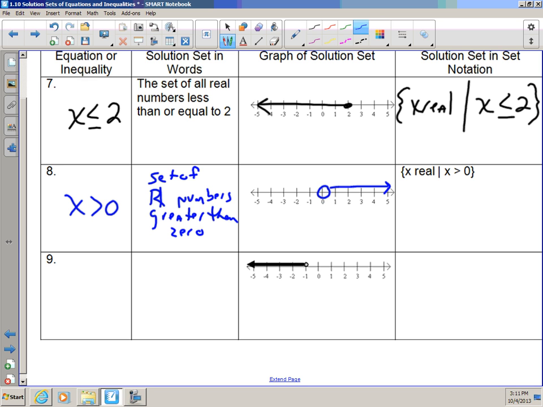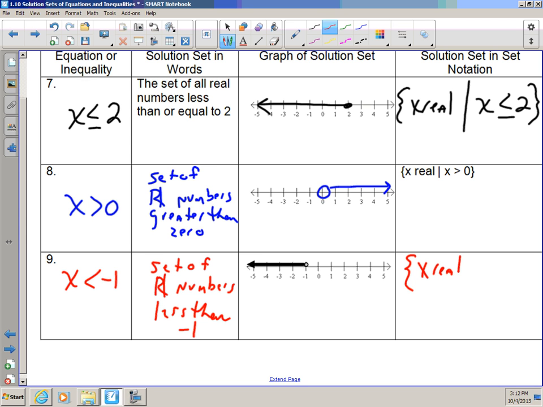Okay. Now, if you look at your number line here, you would read this as x is less than -1. So the set of real numbers less than -1, and in set notation, x is real, x is less than -1. Okay, so hopefully you're pretty comfortable with these examples.